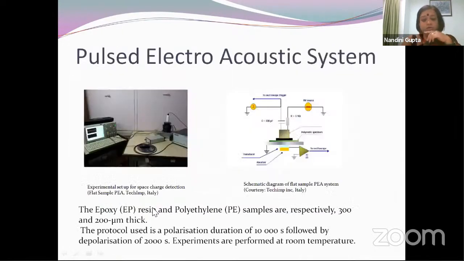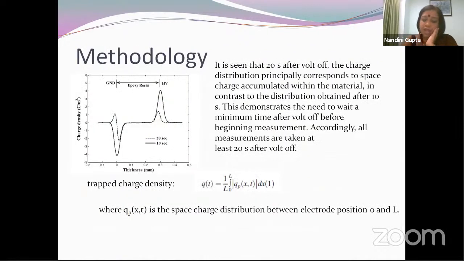The point that I want to make is that the samples are very thin. So these are about 300 or 200 micron thick samples that we had used. And the protocol is a polarization duration of 10,000 seconds, followed by a depolarization of 2,000 seconds. So we have to keep the electric fields, the material energized for considerable time so that we reach an equilibrium situation. And these measurements were done at room temperature.